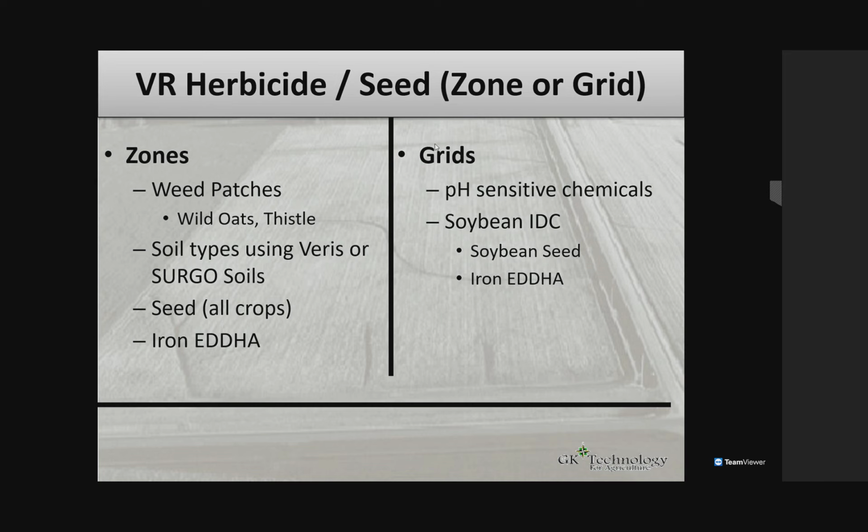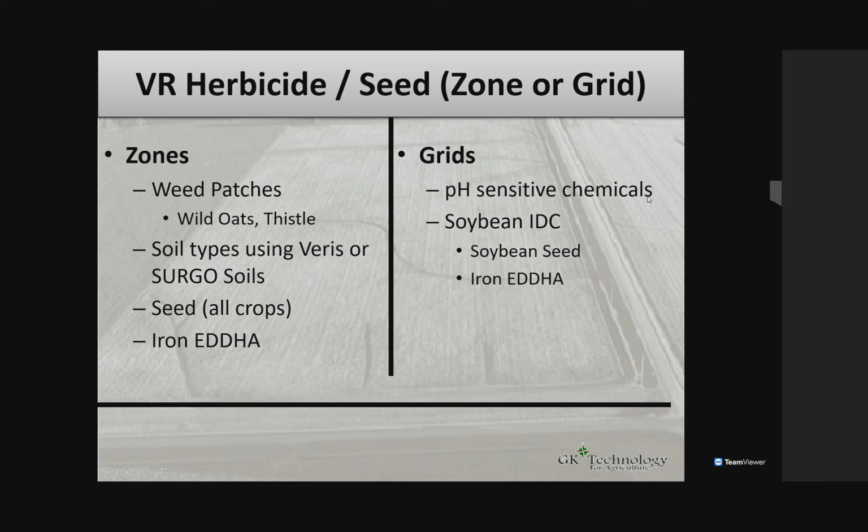Seed is going to be, the zones are going to be a good answer for all the crops. Management zones are going to work very, very well for seed. Grids are not going to be your answer on the seed side, basically ever. Zones might be a good choice for iron chlorosis, the EDDHA issues, the iron chlorosis issues.